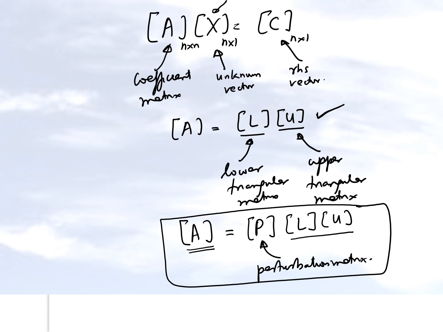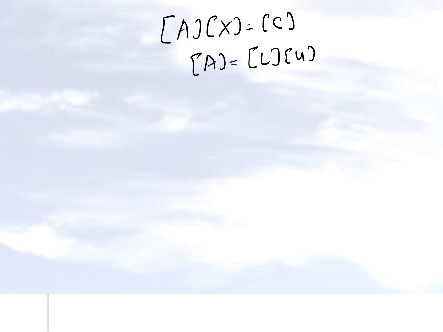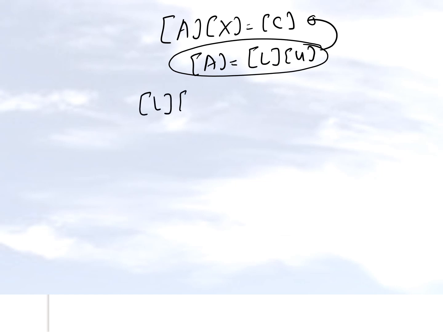So how does that help us to find the solution to the set of equations? Let's go and talk about that. As you can see, we are given AX is equal to C, and we're also saying that somehow we know what the LU decomposition of the matrix A is. So we're going to substitute this into here. We're going to say L times U times X is equal to C. And now I'm going to multiply both sides by L inverse.